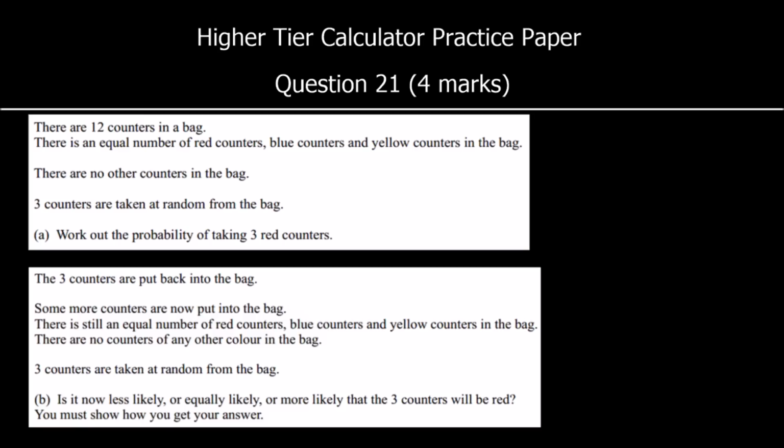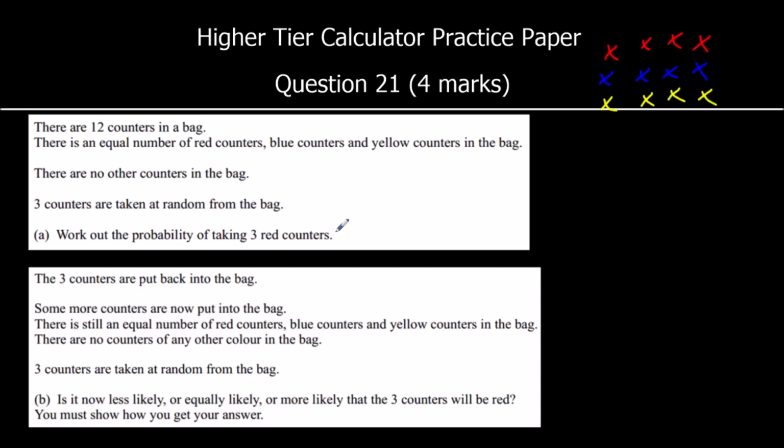Question 21. There are 12 counters in a bag. There is an equal number of red counters, blue counters, and yellow counters. So there must be 4 of each. So there must be 4 red, 4 blue, and 4 yellow counters in the bag. There are no other counters. 3 counters are taken at random. What's the probability of getting 3 reds?